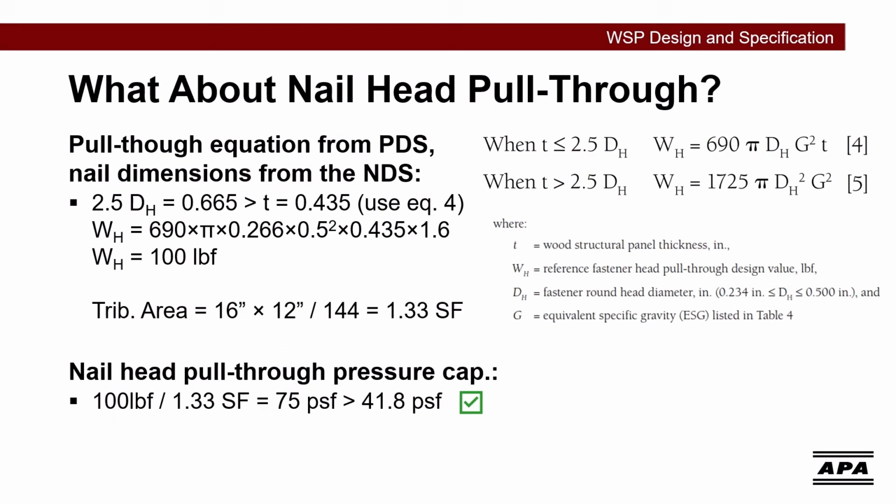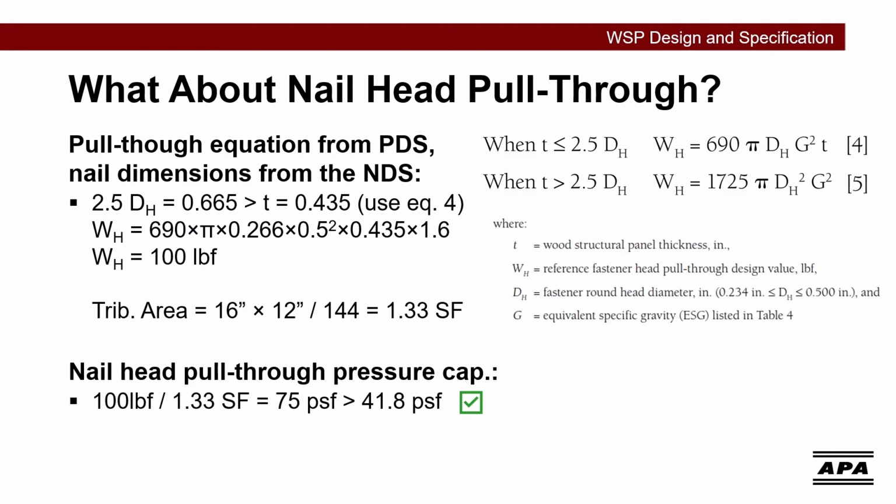We then move to equations 4 and 5 provided in section 4.4.8.3 of D510. Since the panel thickness t is less than the head diameter of the fastener, D sub H, multiplied by 2.5, we use equation 4. Entering the fastener head diameter and equivalent specific gravity and thickness of the panel into equation 4, we get a reference fastener head pull-through design value of 100 pounds.